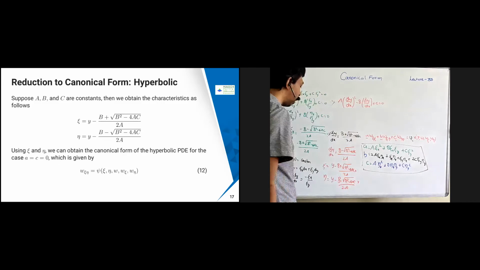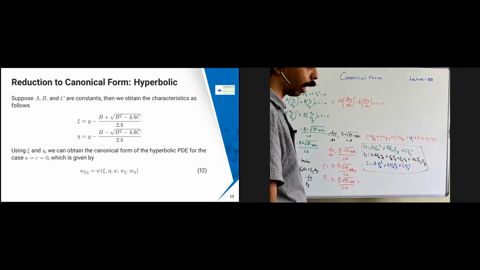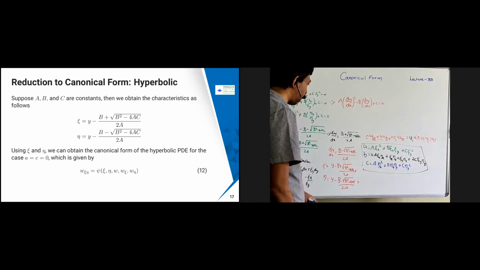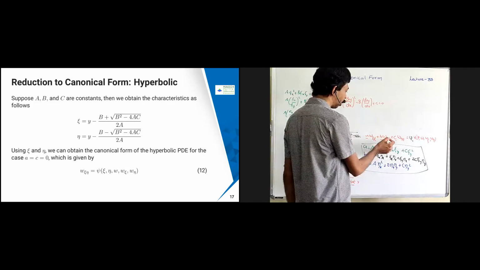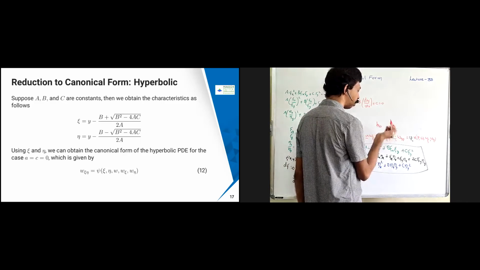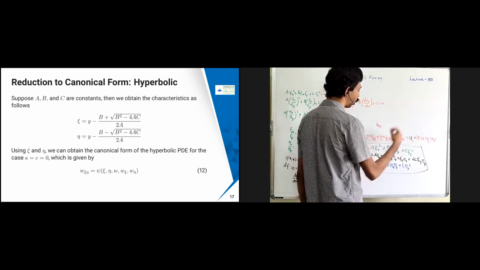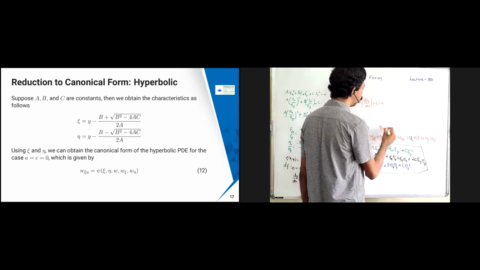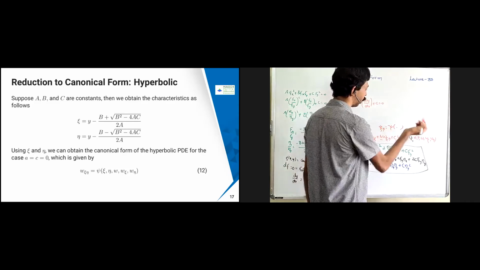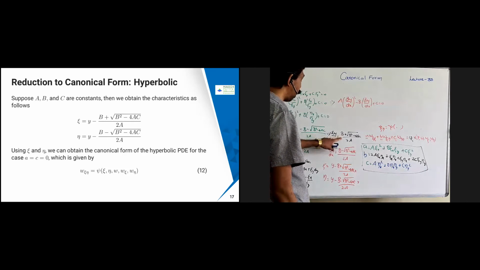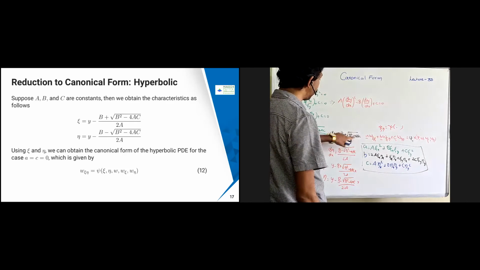So this is going to be your chi and eta if a, b, c are constants. Once you substitute these values, you can automatically verify that you get the equation. You can just bring that term to the other side, so you are going to get w of chi, eta equal to some psi of chi, eta. Now suppose a, b, c are not constants.